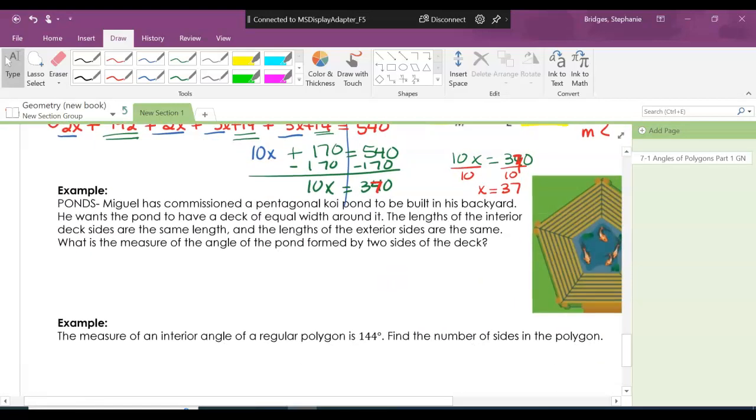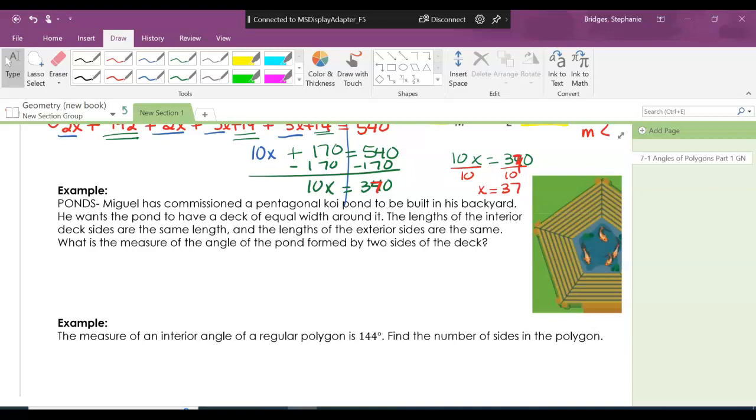It says Miguel has commissioned a pentagonal koi pond. Does everybody know what koi are? Fish, okay. Koi pond to be built in his backyard. He wants the pond to have a deck of equal width around it. The lengths of the interior deck sides are the same length, and the lengths of the exterior sides are the same. What is the measure of the angle of the pond formed by two sides of the deck?